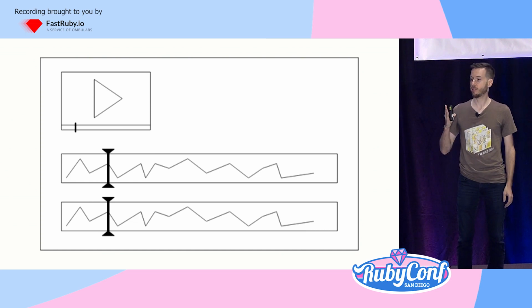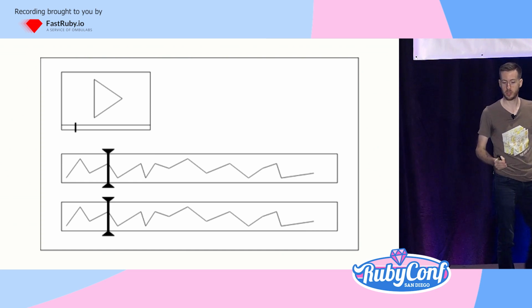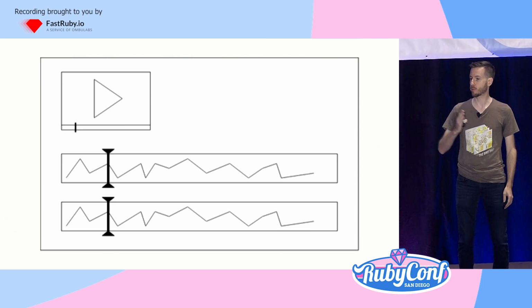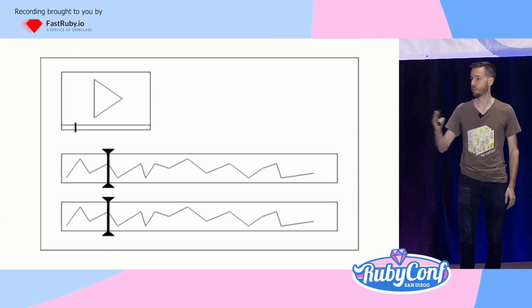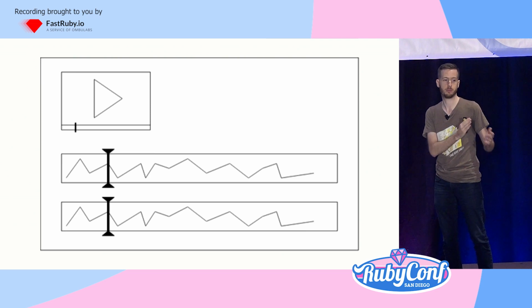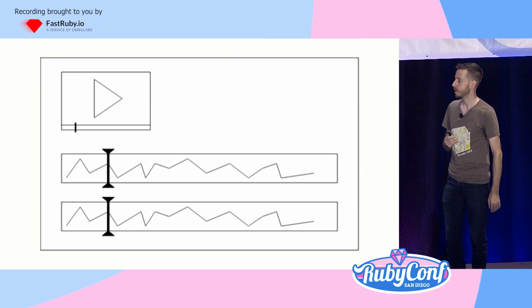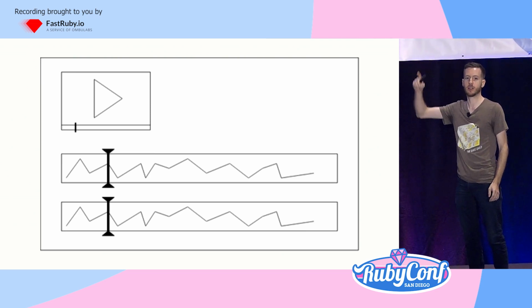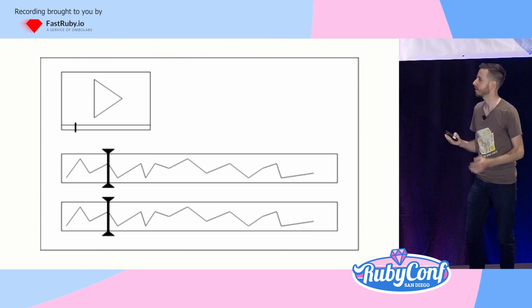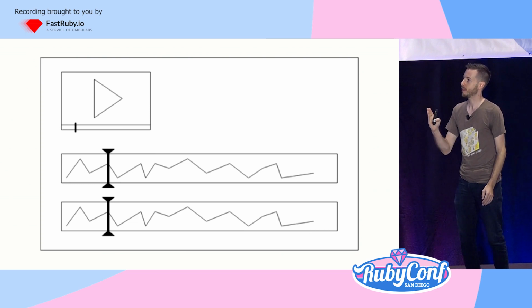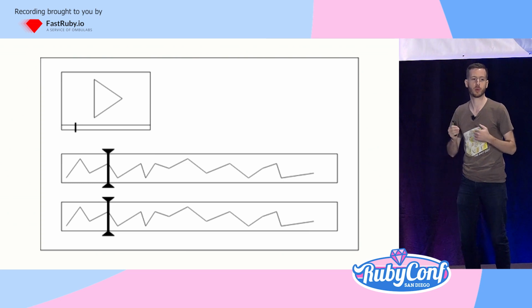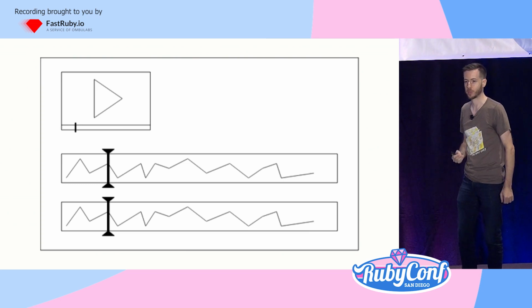And each of these streams had a scrubber on it so that as you move the video, it would move the scrubber on the time series data, or you could move the scrubber on the time series data and it would move it on the video. And this allowed you to say, oh, there's a spike here in heart rate. I wonder what's happening here. And you would move the scrubber there, and then you would see in the video, oh, it's because someone walked into the room and the person's heart rate went up.